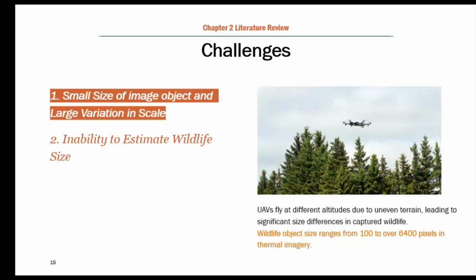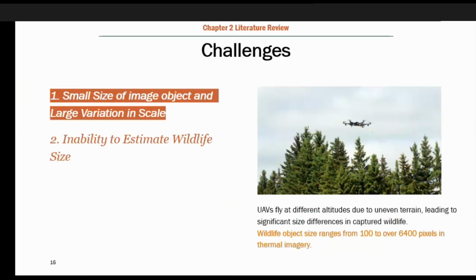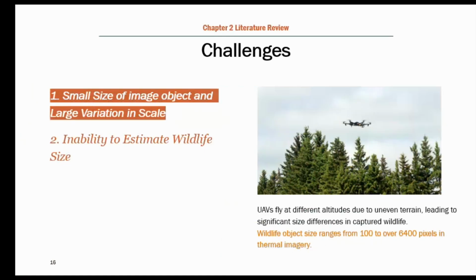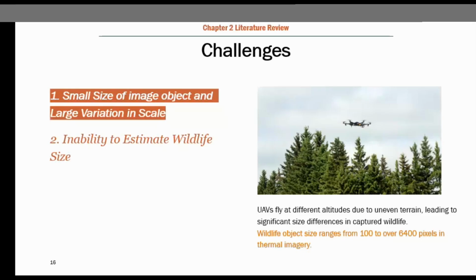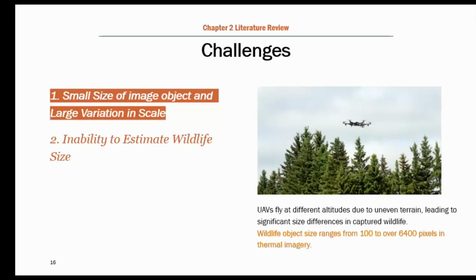In addition, the terrain of the Chitwan National Park is uneven. Drones have to fly at different altitudes to avoid the tall tips of the trees. This variety in flying altitudes results in a significant variation in the size of wild animals across different thermal images, which makes small object detection much more challenging.